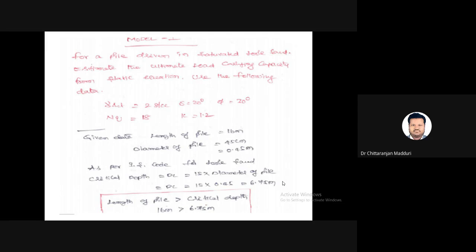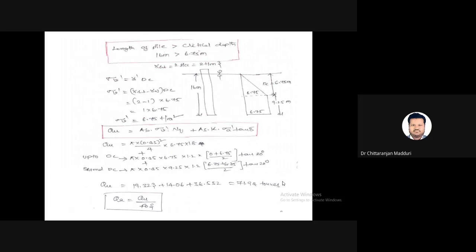So length of the pile is equal to 16 meters. 16 meters is greater than critical depth. So the length of the pile is greater than critical depth. Here we need to consider effective stress up to critical depth only. So sigma v dash equal to gamma dash into critical depth.